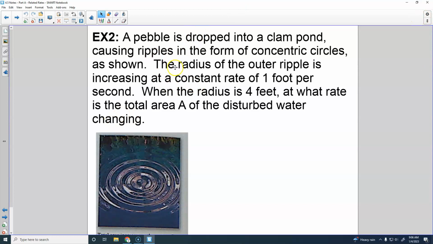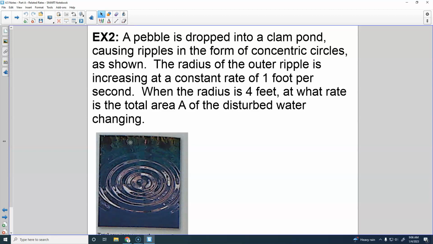So it tells us the radius of the outer ripple is increasing at a constant rate of 1 foot per second. So we know the radius rate is 1 foot per second, but we're looking at the rate that the area is changing, right? So we care about the area. Is the rate of the area going to change at 1 foot per second? It is not. Why is it not? It's a circle. And how do we find the area of a circle? Pi r squared. The radius is squared, right?